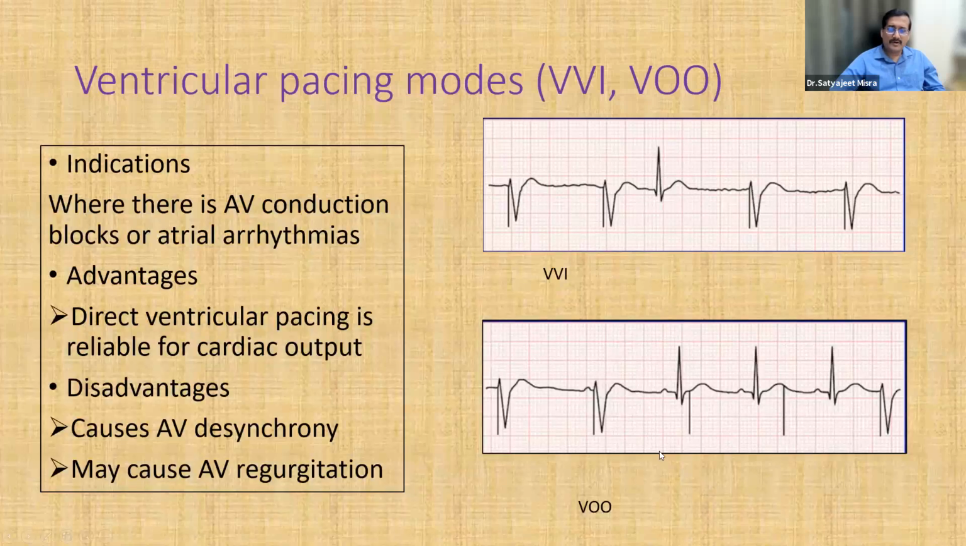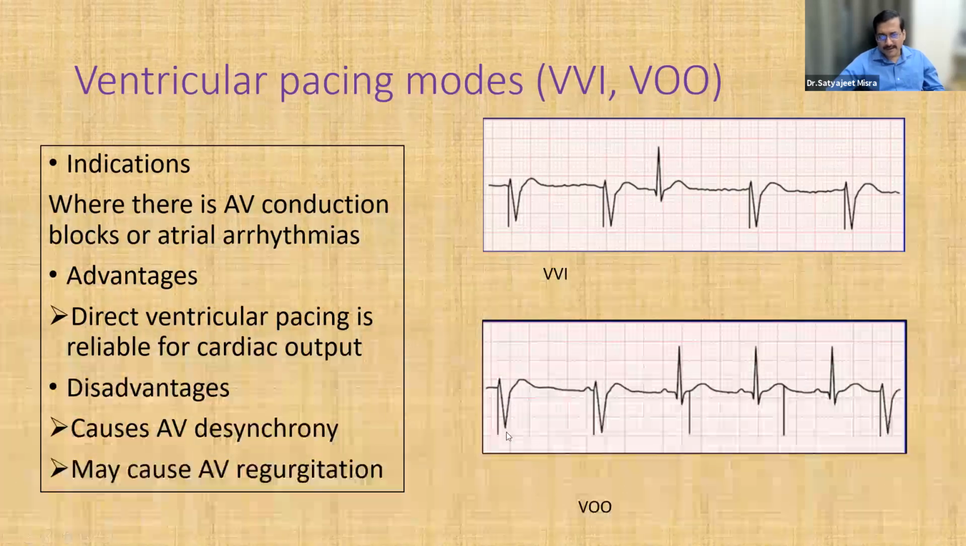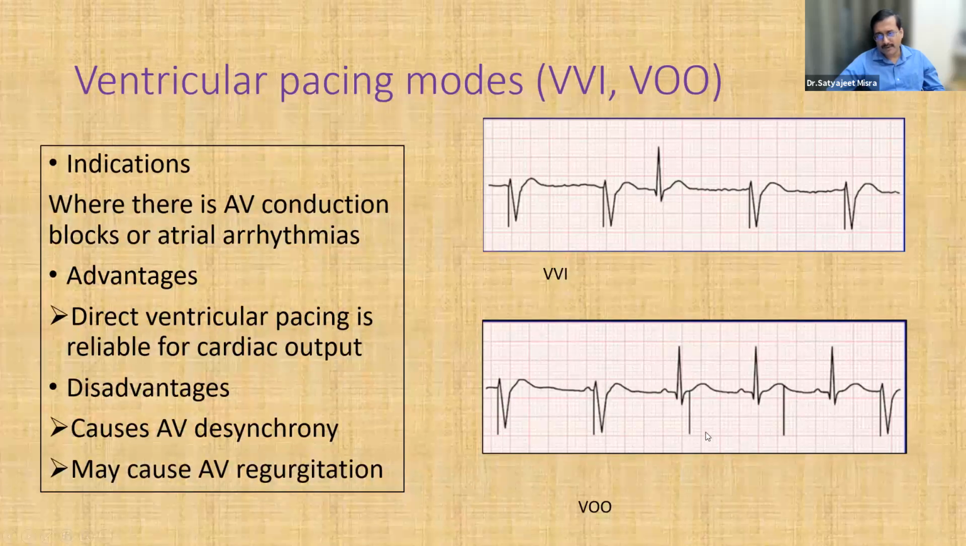In the asynchronous mode, irrespective of whether there's a QRS complex or not, the pacer will keep on firing at the same predetermined time interval. So here is 1, 2, 3, 4, nearly 5 boxes. Here it's also 1, 2, 3, 4, and 5 boxes. So it will just keep on firing at the same predetermined time interval, irrespective of whether a QRS complex is generated or not. It will not change the firing sequence.